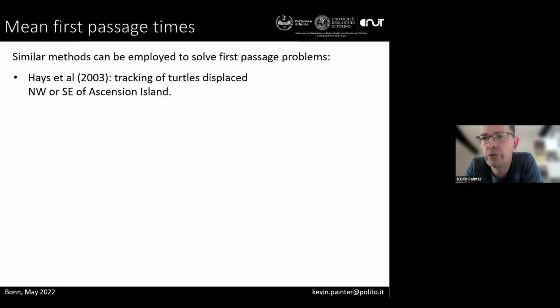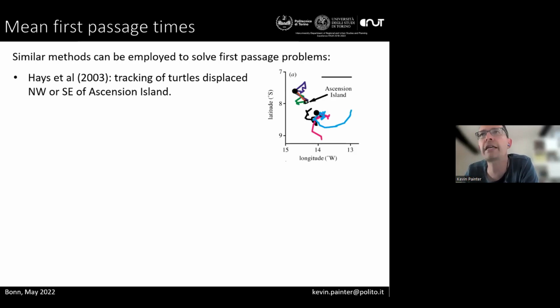So you can also use this same method to obtain other sorts of measures at a population level. Similar methods can be employed also to solve what we would call first passage time problems. I've been talking about my turtles getting back to an island, in this case Ascension Island. For example, this is a study by Hayes in 2003, where they released turtles either northwest or southeast of the island, and then tracked their movements as they were trying to get back to the island.